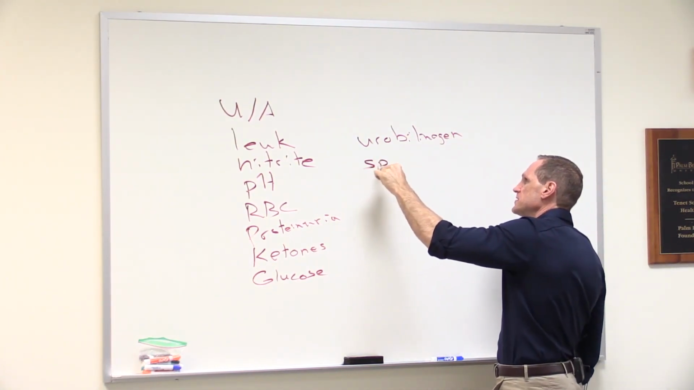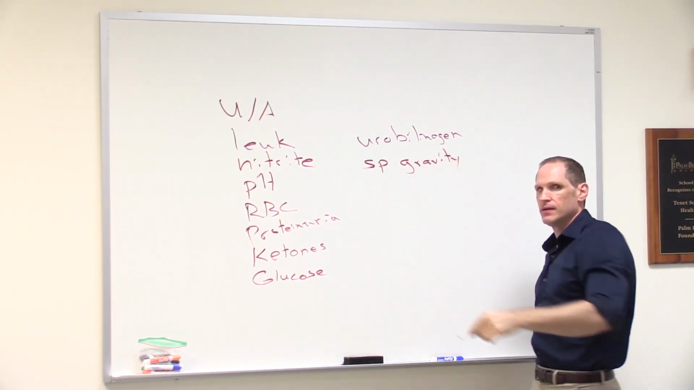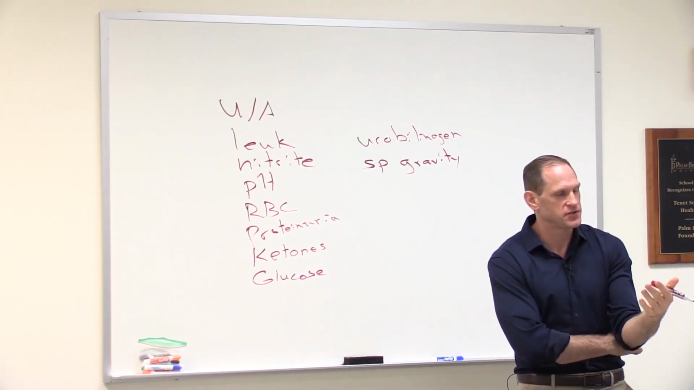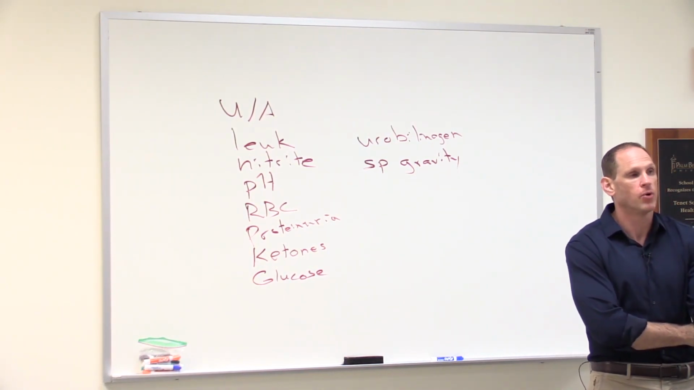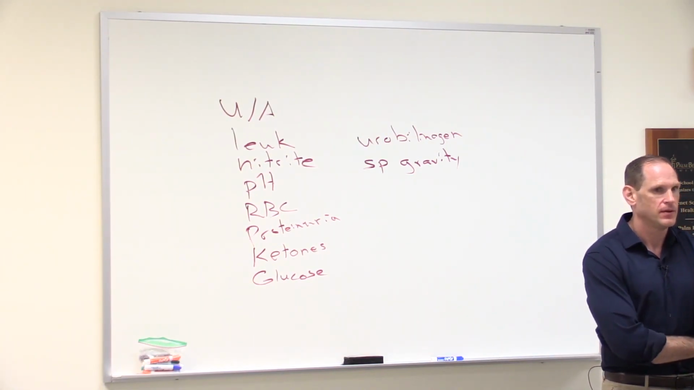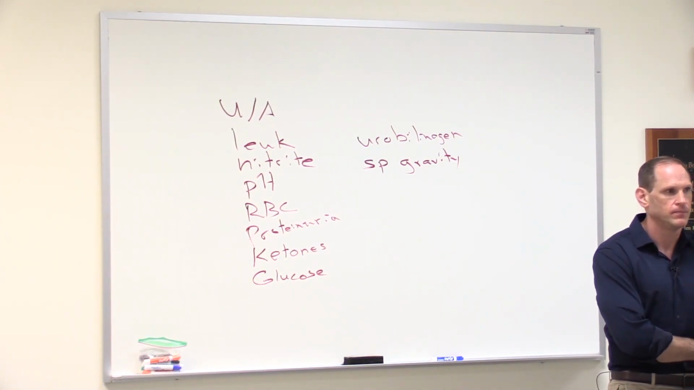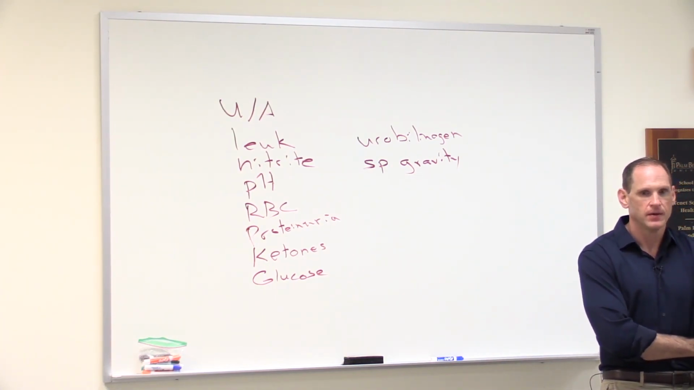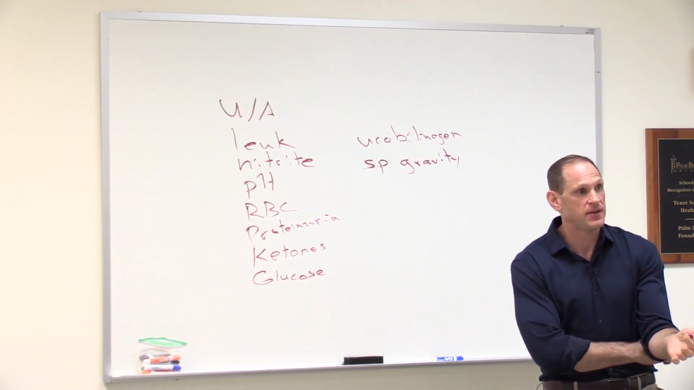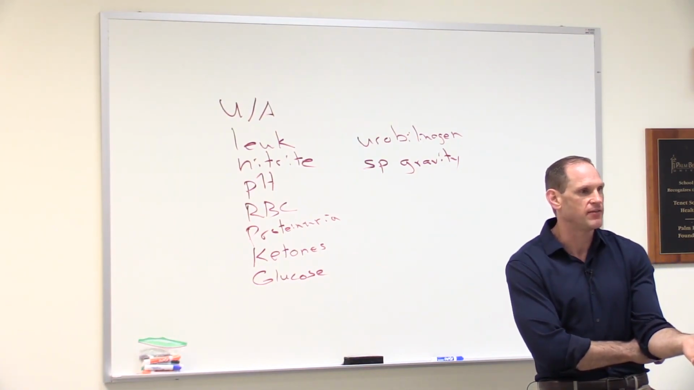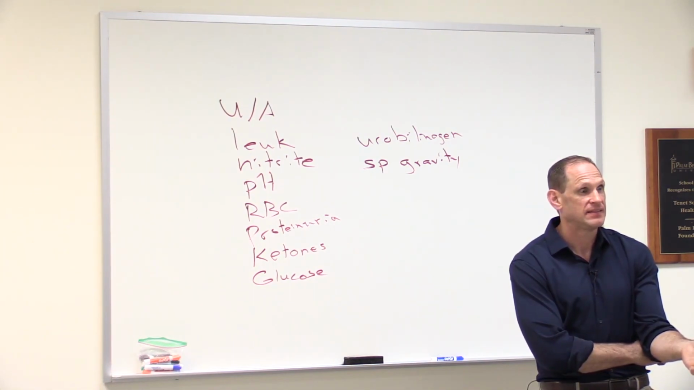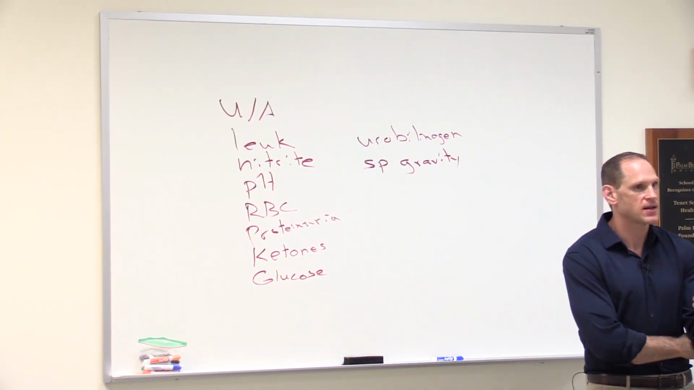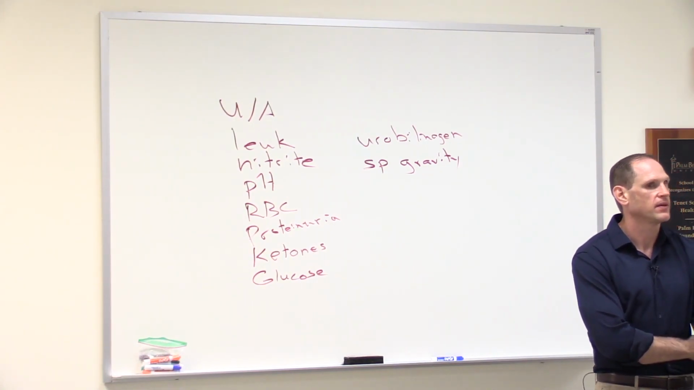Now, something that is important is specific gravity. Specific gravity is a measurement of concentration. The more stuff that is dissolved in urine, the more concentrated it will be, and the higher that number. If that number is high, the urine is more concentrated. If that number is low, it is less concentrated. So for example, in diabetes insipidus, would you expect a high or a low specific gravity? Low. Diabetes insipidus is characterized by large amounts of very dilute urine, so it would have a low specific gravity.